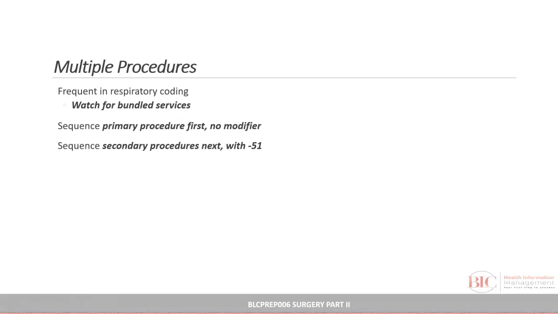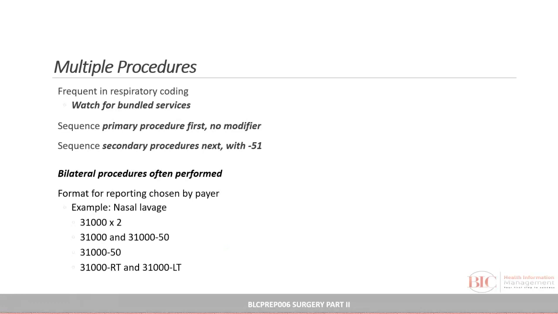Multiple procedures are frequently in the respiratory coding section, so watch for your bundled services. You always want to sequence your primary procedure first with no modifier, and then any secondary procedure with modifier 51. In the respiratory section, you'll see a lot of bilateral procedures are often performed. Format for reporting is basically by payer.